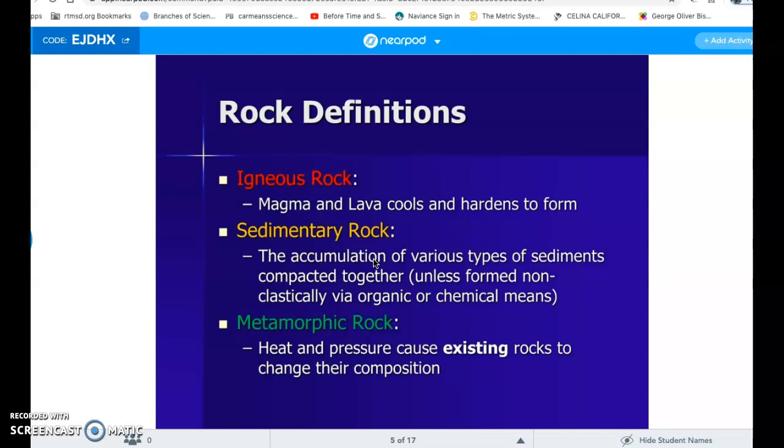So typically sedimentary rocks are going to have layers in them because everything builds up on them over time, and they form those sedimentary types of rocks.